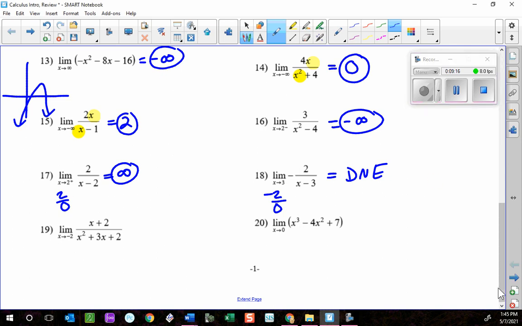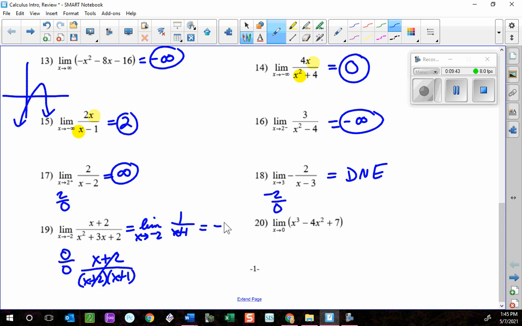Anyway, all right. This guy here, when you plug a negative 2 into here, you end up getting 0 over 0. So this implies probably some factoring. So the top is x plus 2. The bottom is x plus 2 and x plus 1. So it's canceled. So this is in fact the limit as x goes to negative 2 of 1 over x plus 1. And now that that's canceled, I can just plug in negative 2. So negative 2 plus 1 is negative 1. So 1 over negative 1 is negative 1.